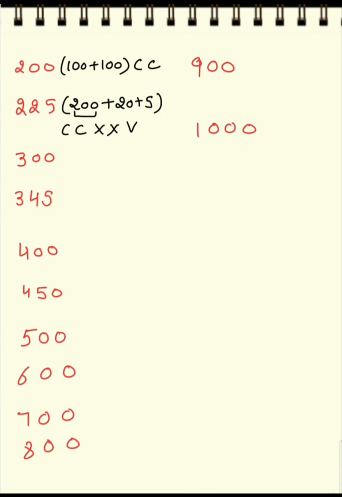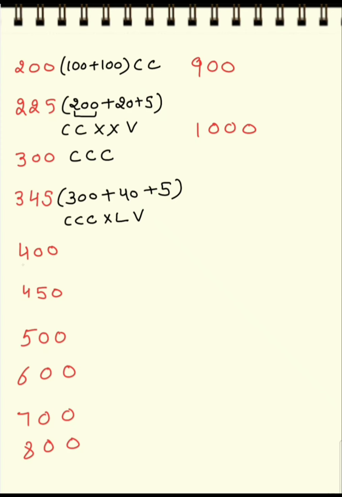Similarly we can write for 300. 300 is equal to 100 plus 100 plus 100, 3 times 100. So it will become this, the triple C. And how to write 345? First we will split this number, 300 plus 40 plus 5. Now we can write. For 300 we have triple C, and for 40 we have XL, and for 5 we have V.